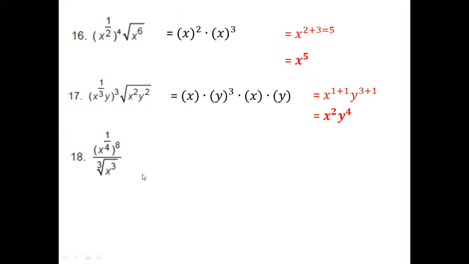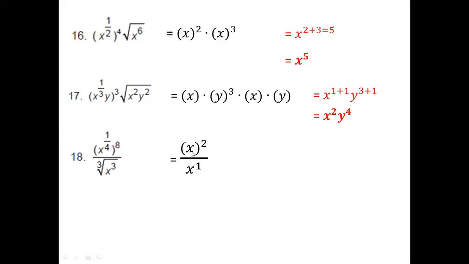Okay, next question. Now just solve it. Don't panic by looking at the question. If you have practiced, you know how to do those. So 1/4 multiplied by 8. How am I going to do it? 8 ones are 8, divided by 4, that's going to give you x squared. 3 divided by 3 will give you a 1. Right? So this is what we are left with.